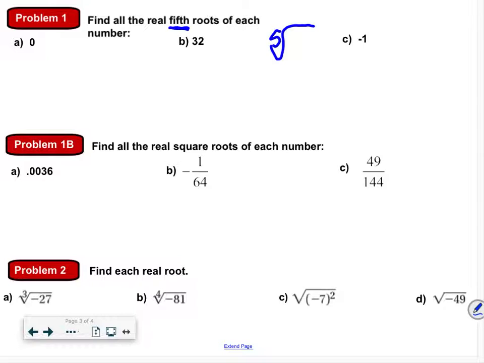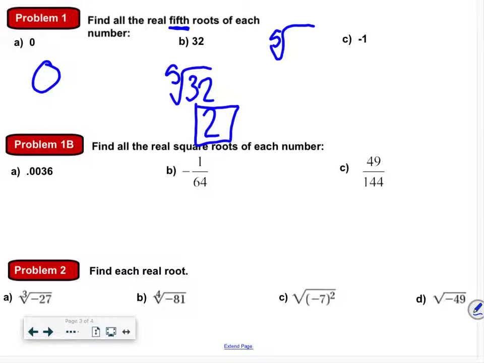What's my fifth root of 0? 0. Anytime I see a 0, it's a 0. Okay? Fifth root of 32. First thing to ask yourself, is my index odd or even? Odd, so I have one solution. How do I find that solution? You do it in your calculator. What is the fifth root of 32? 2.